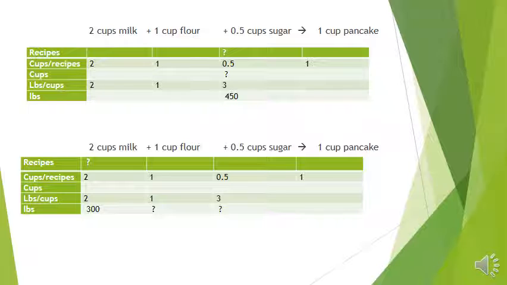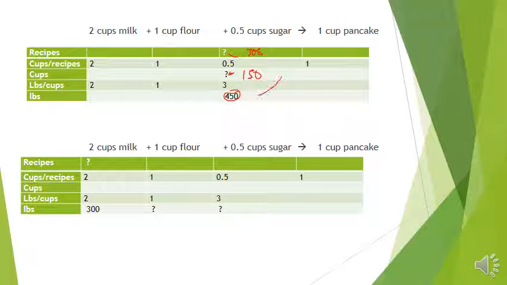Okay, next problem. If you're given 450 pounds of sugar, you want to know how many cups that is, and then how many recipes. The first thing you can do is divide the 450 by 3 pounds per cup, so you'll end up with 150 cups. Every time you do a recipe, you only need half a cup, so 150 divided by 0.5 means you can do the recipe 300 times.